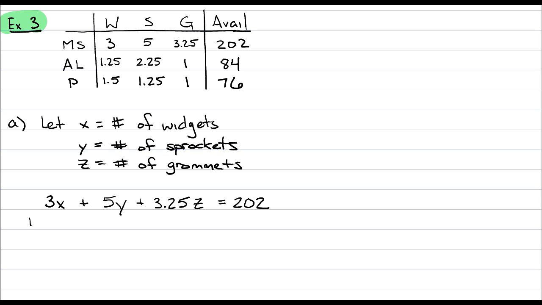I can proceed in a similar way for assembly line hours to get 1.25x plus 2.25y plus 1 times z. And that should equal 84. And then for painting hours, I have 1.5x plus 1.25y plus z equals 76.